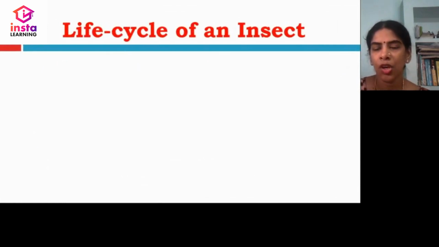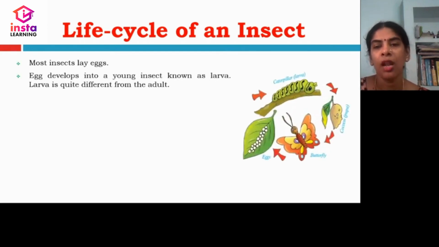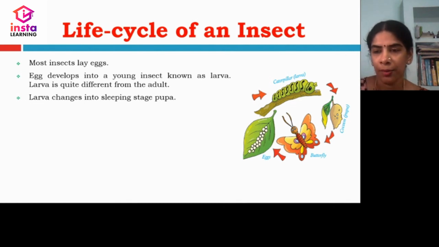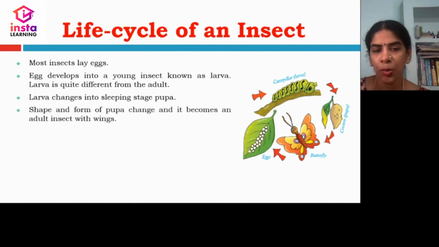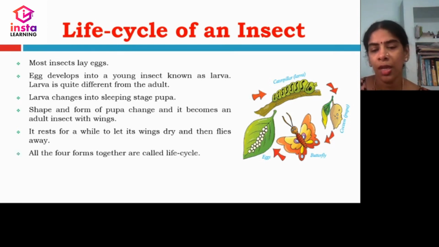Let us see the life cycle of an insect. Most insects lay eggs. Eggs develop into a young insect, which we know as a larva. The larva is quite different from the adult. The larva changes into a sleeping stage, which we call a pupa. The pupa also changes and becomes an adult insect with wings. It rests for a while to let its wings dry and then flies away. All the four forms together form a life cycle.